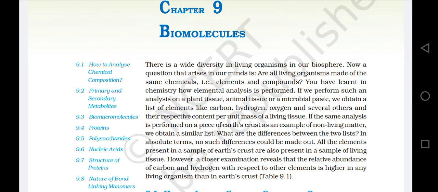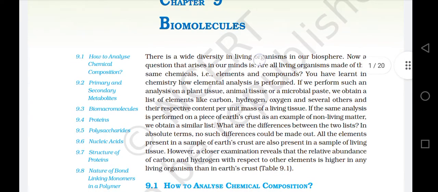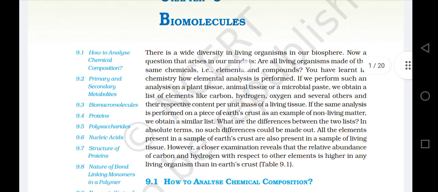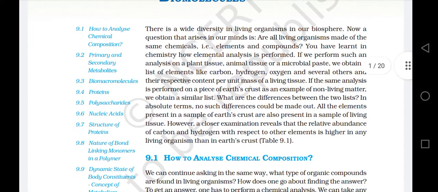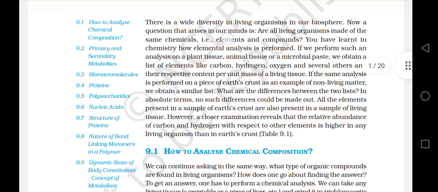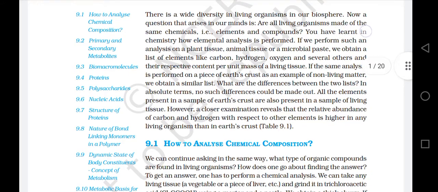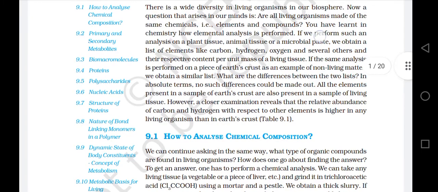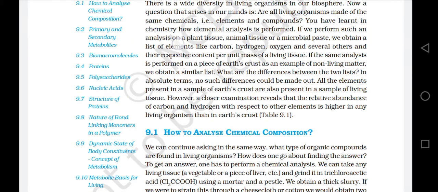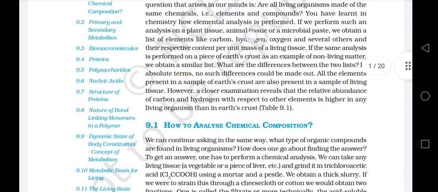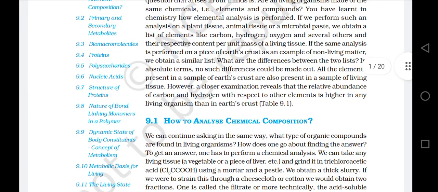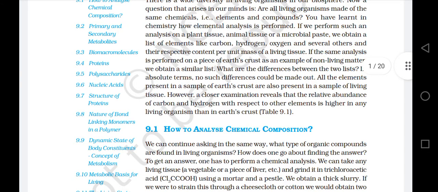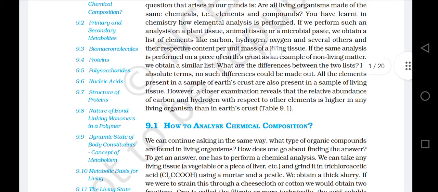There is a wide diversity in living organisms in our biosphere. Now, a question that arises in our mind is: are all living organisms made of the same chemicals, that is, elements and compounds? You have learnt in chemistry how elemental analysis is performed. If we perform such an analysis on a plant tissue, animal tissue, or a microbial paste, we obtain a list of elements like carbon, hydrogen, oxygen, and several others, and their respective content per unit mass of living tissue.